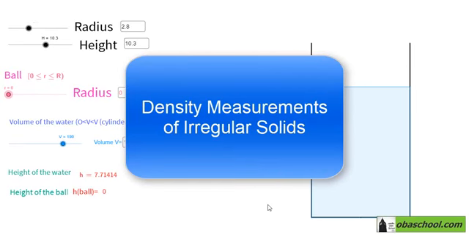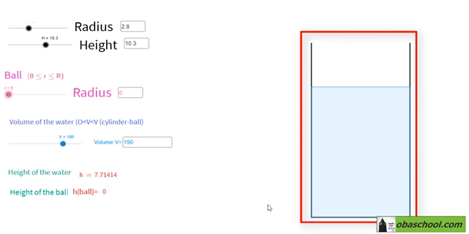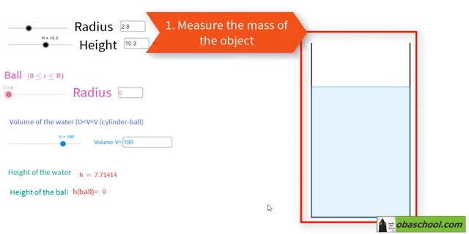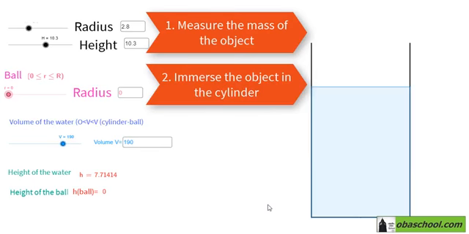Hello, in this video we're going to investigate the density measurement of an irregular solid. This can be done also by using a measuring cylinder. First, we can measure the mass of the object using the balance, and then we immerse the object on a thread in a liquid measuring cylinder.